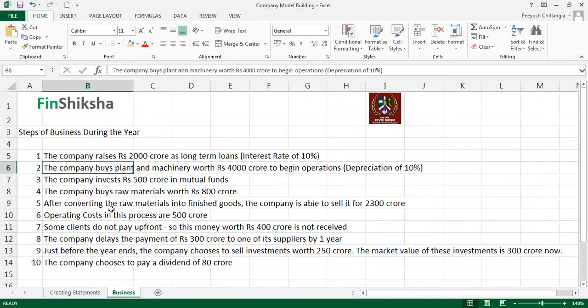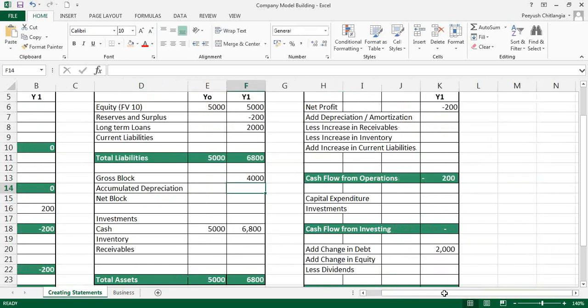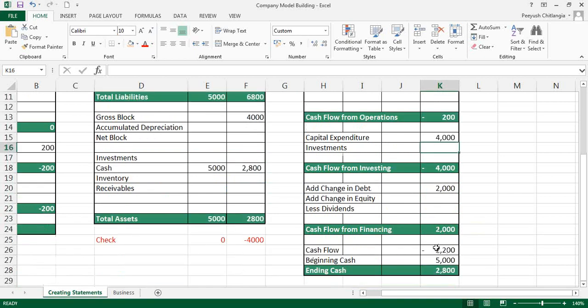The company buys plant and machinery worth 4,000 crore to begin operations. Now, where does this come in? This comes in the form of gross block, long-term assets. So we put in 4,000 crore here. That's what the company buys, right? Obviously, if the company buys this, there is a capital expenditure here, and that capital expenditure is 4,000 minus the last year number, which is 0. So you get 4,000. And obviously, because 4,000 comes here, your cash number goes down by negative 2,200. So you end with 2,800, which comes here.